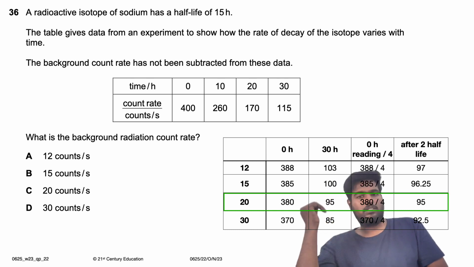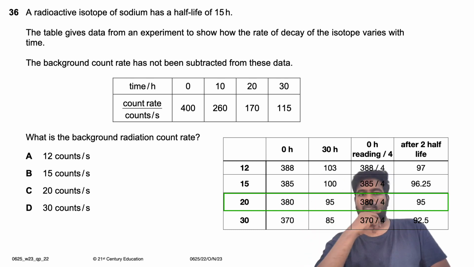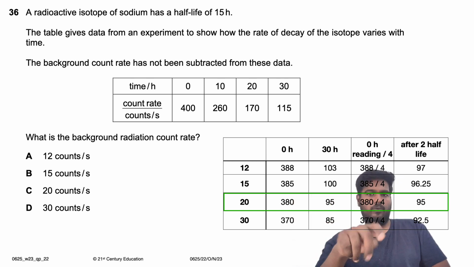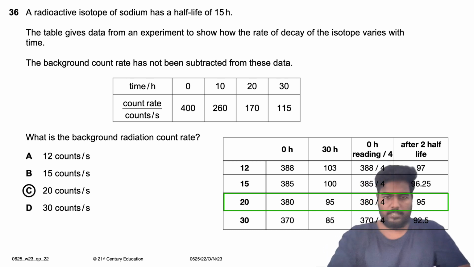How you can do it in simple steps: look at the background radiation, try to subtract it from both 0 and 30, and try to divide the value at 0 by 4. That should be the value you have subtracted from 30. Here only 95 matches, so that's the right answer. So option 20 is the right answer.